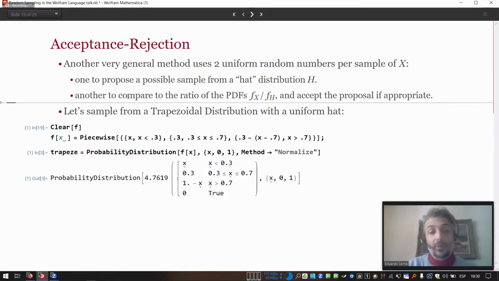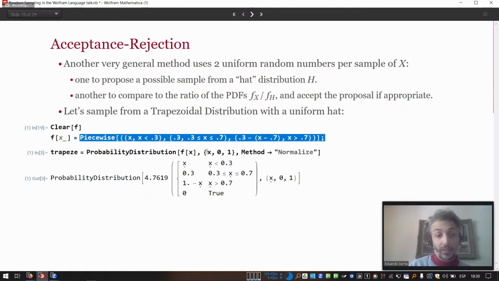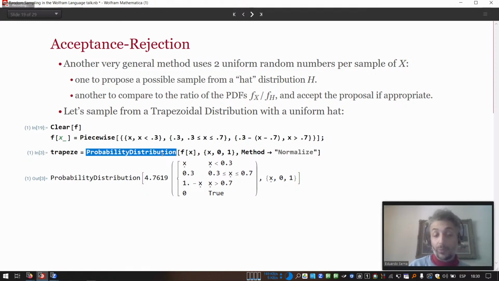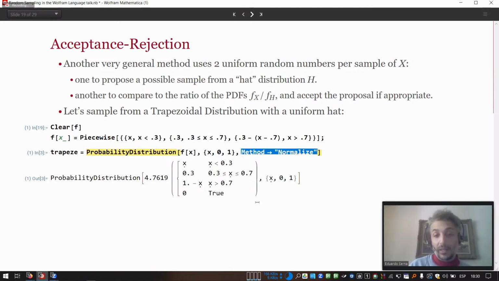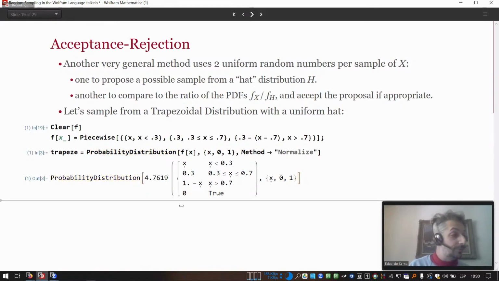So let's sample from a trapezoidal distribution, for instance, with a uniform hat. Here the trapezoid is defined as a piecewise function, and I'm introducing ProbabilityDistribution, which is a container for general purpose user-defined probability distributions. And because I haven't bothered to normalize this, this f doesn't integrate to 1. If I specify method normalize, the system will take care of the rest and compute the appropriate coefficient.